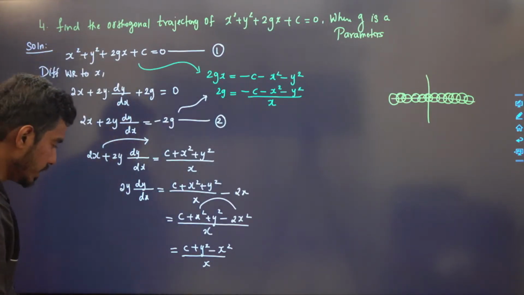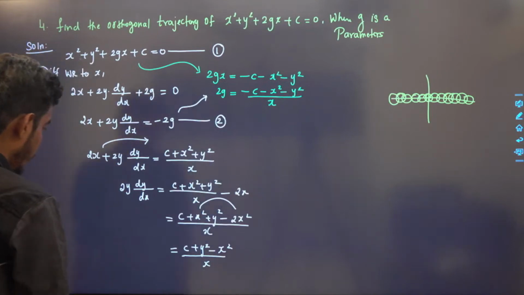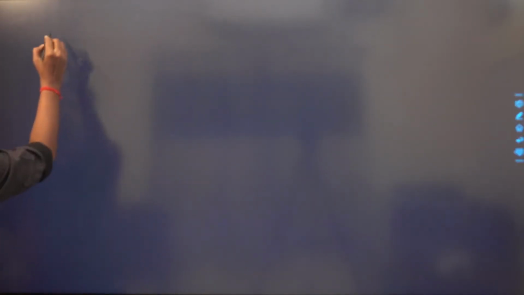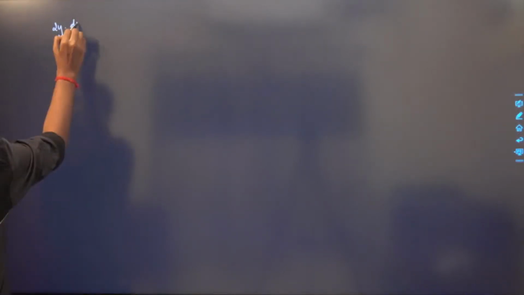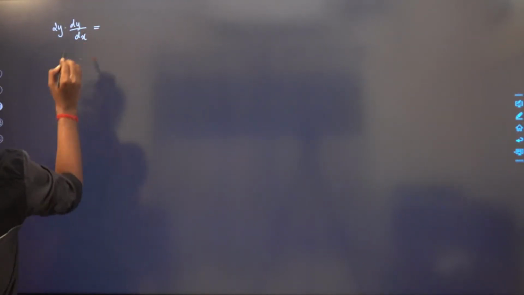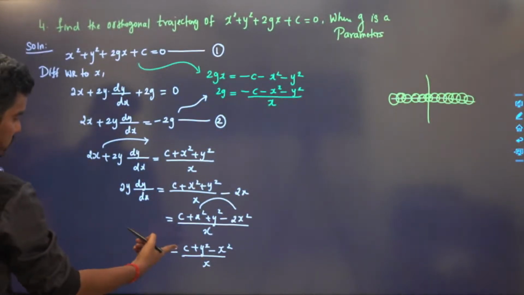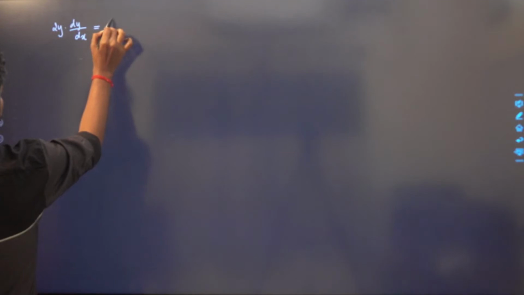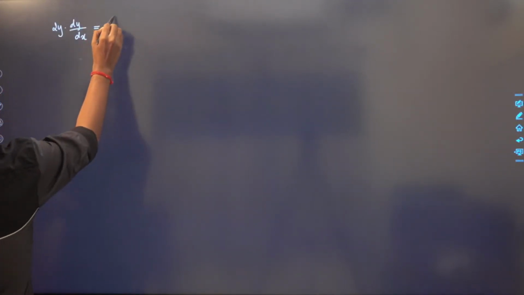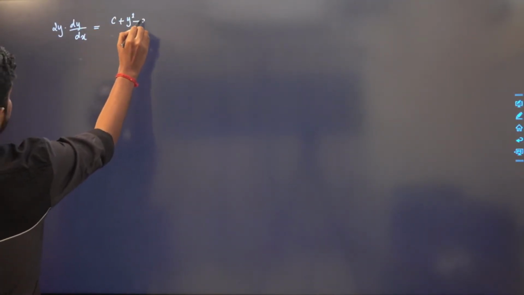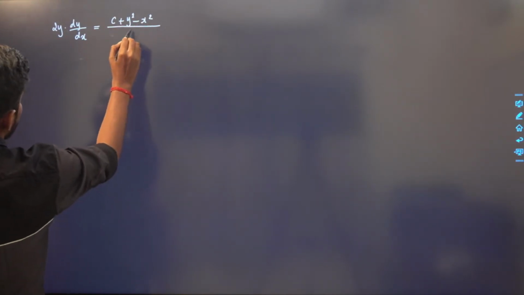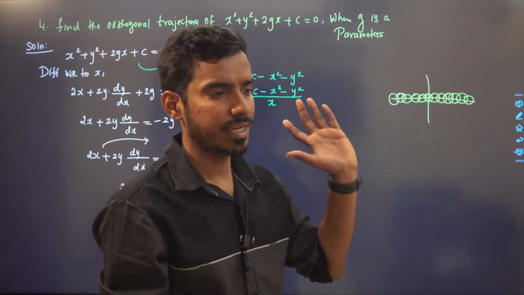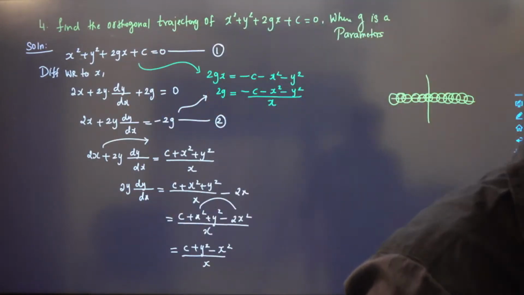So if I cross multiply this, we have 2y dy by dx equal to c plus y square minus x square, divided by x, right? This is what we have here. As of now, I have done very simple things, right? I have differentiated with respect to x, no doubt, right?